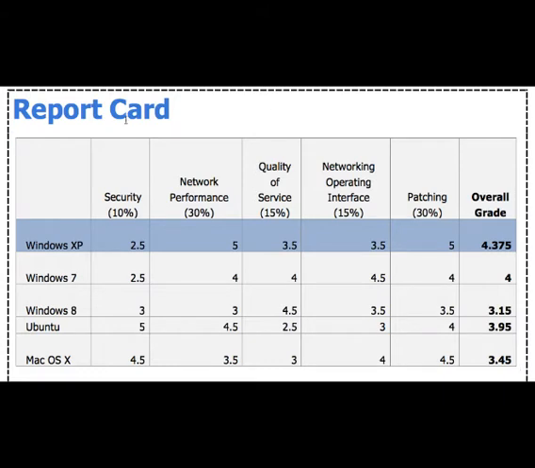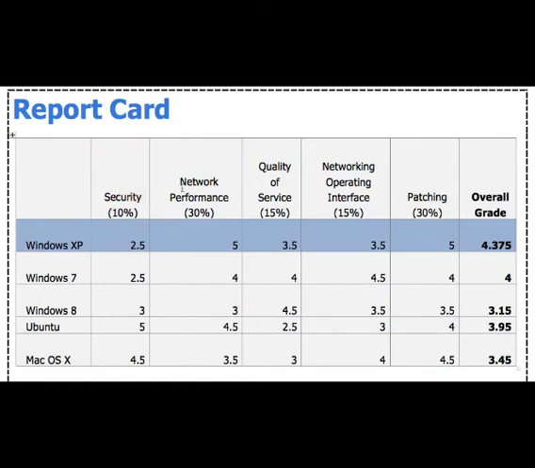We created a breakdown of percentages that each of the criteria should be worth and ranked each operating system accordingly. There were 2 criteria that we felt should be weighed more heavily than the remaining 3 criteria, and those 2 were patching and network performance. Each was 30% of our overall grade for each system. Network operation interface and quality of service were weighed equally at 15%. Leaving security, although a key criterion in selecting an operating system to use, at 10%.